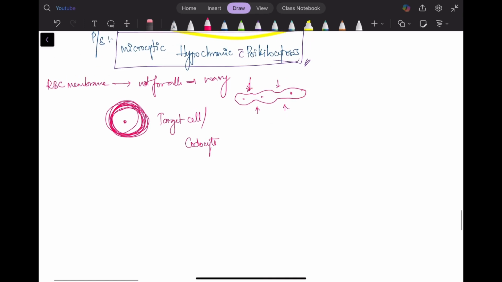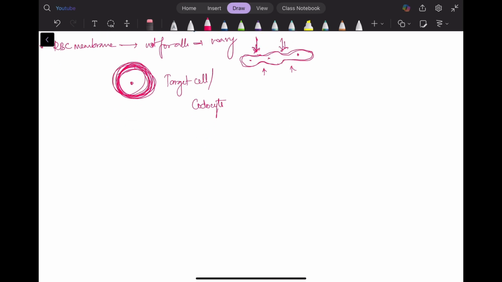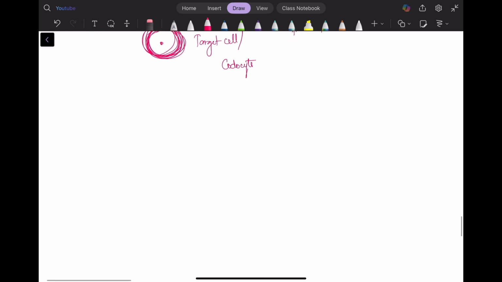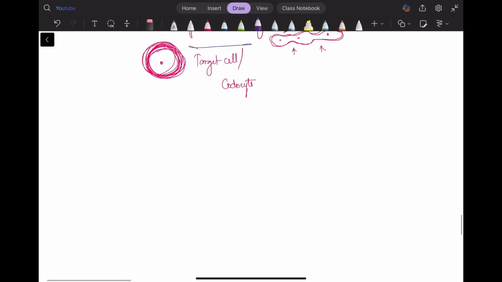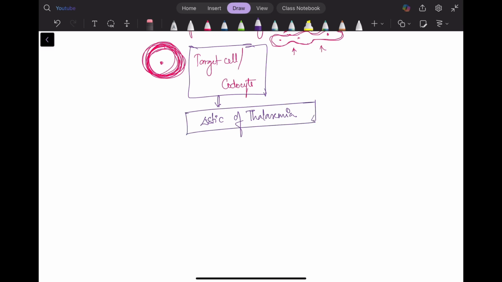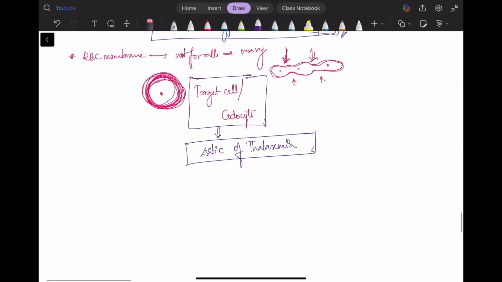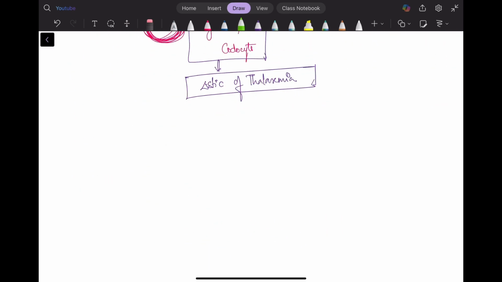When you watch from the top, this is a 2D view, right? If you watch from above, you will see the target sign, the target cell. And if you see this target cell or codocyte, then you have to say, yes, I am on the right path. This is the diagnostic of thalassemia. Then, okay, we'll see a patient.